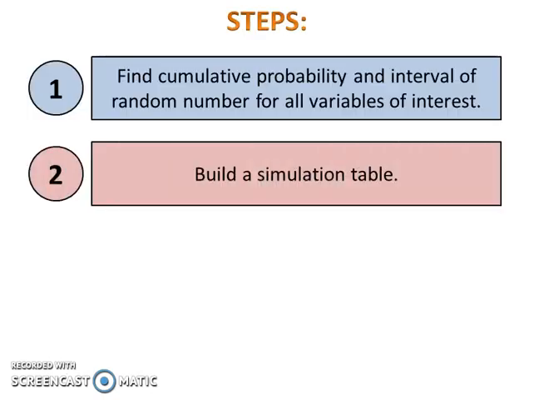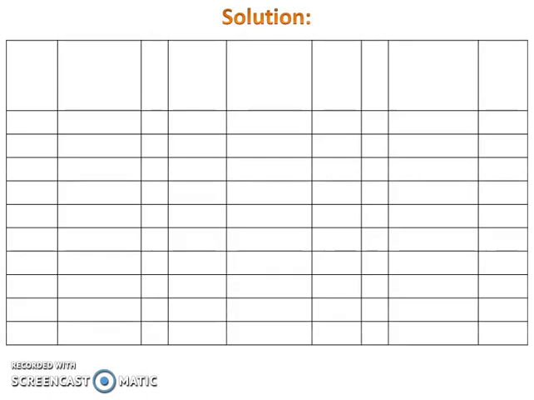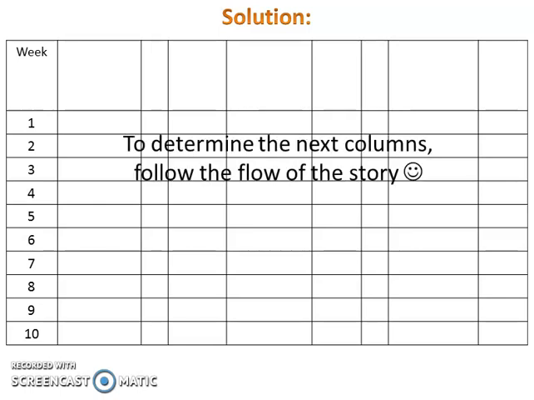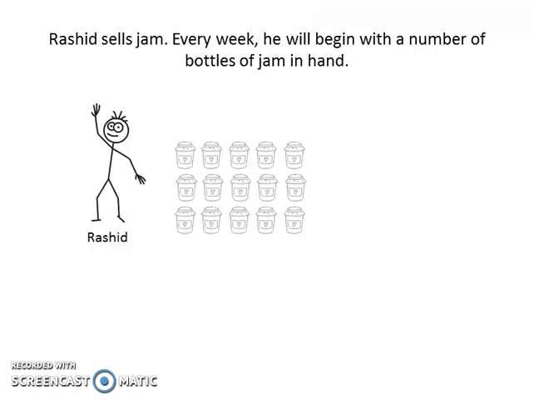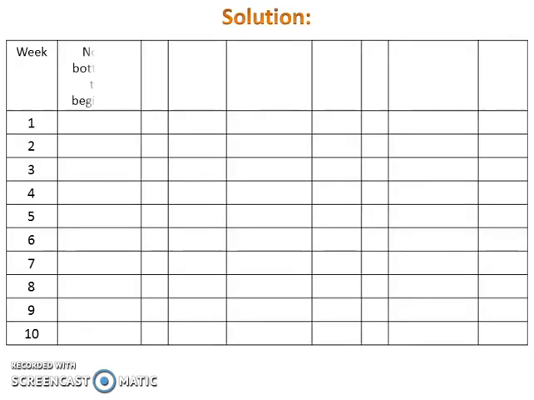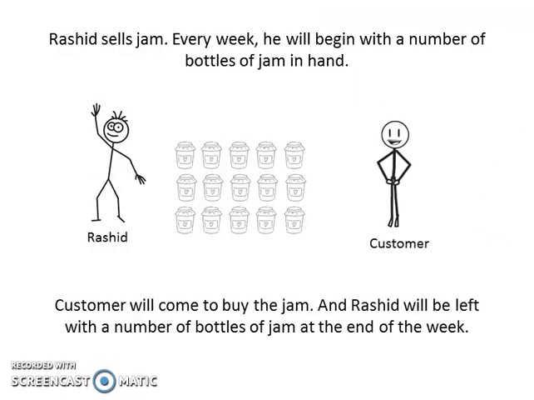Next, build a simulation table. Because we are asked to do simulation for 10 weeks, begin the table with a column for week and write number 1 until 10 in the column. To determine the next columns, follow the flow of the story. Rashid sells gem. Every week, he will begin with a number of bottles of gem in hand. So, we should start by putting a column for number of bottles of gems at the beginning. Customer will come to buy the gem, and Rashid will be left with a number of bottles of gem at the end of the week.